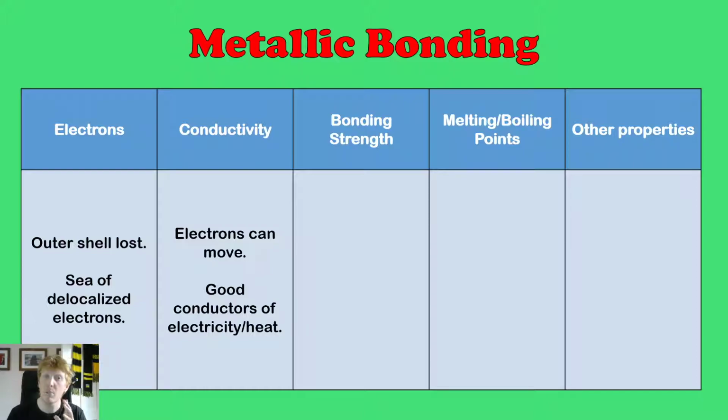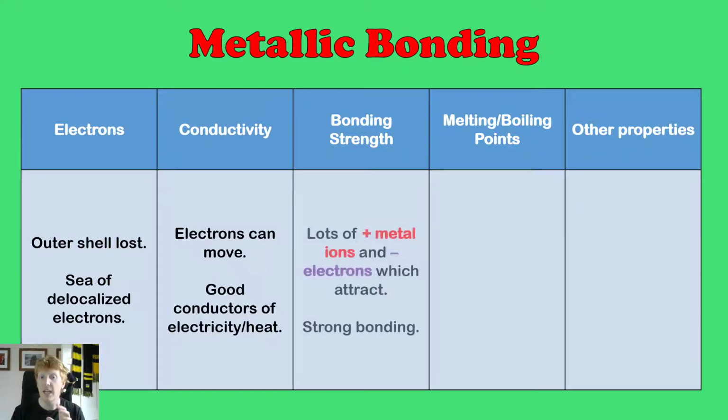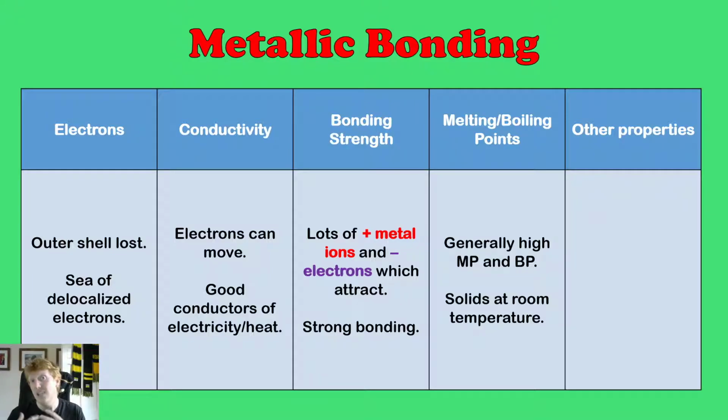All right, well, what about the bonding strength? Again, cast your mind back to that first slide. Were there positive and negative charges attracting together? If there was, then there's good bonding. And indeed, there is. Lots of positive metal ions and negative electrons were in the bonding, which means they're going to attract. So metallic bonding is strong. What does this mean? It means they generally have really high melting points and boiling points, and they are solids at room temperature. So most metals that you think of will be solids at room temperature with high melting and boiling points.